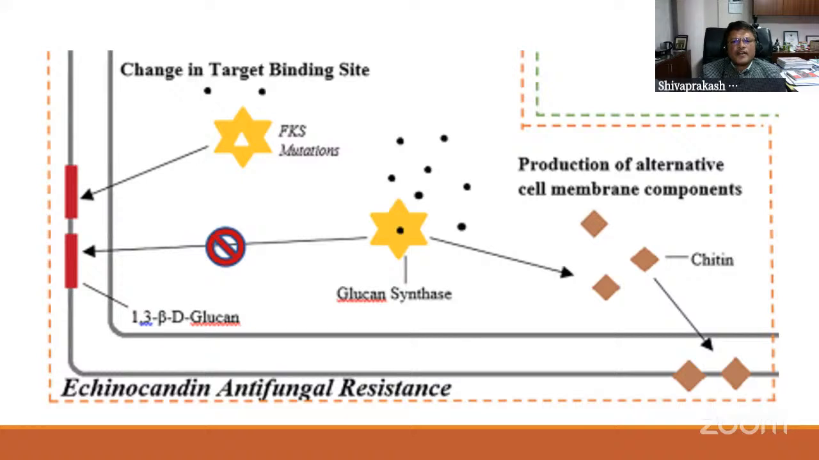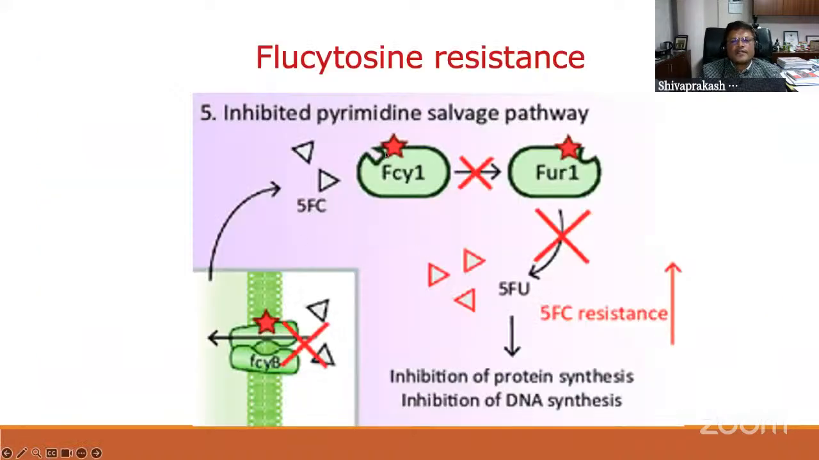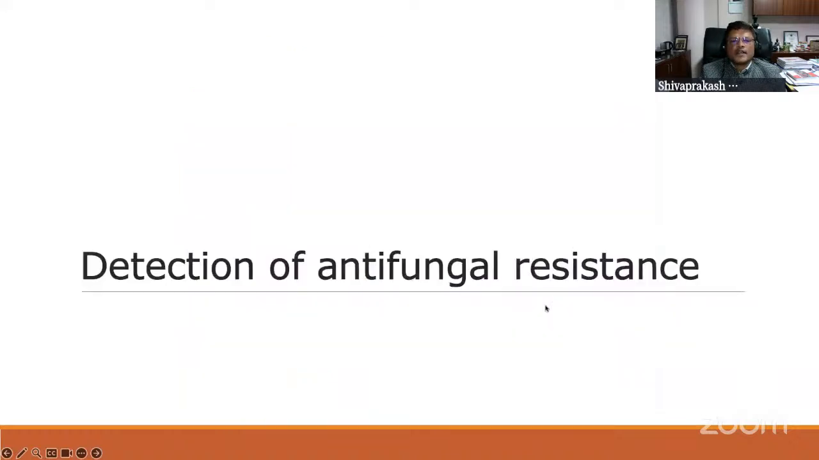Whereas in the case of 5FC, you can see either a mutation that will not allow the entrance of the drug, or a mutation where binding will be affected, or, as I said, 5FC should be converted to 5FU. If it is not converting to 5FU, the active form, then it will become resistant. So at all these different levels, 5FC resistance can be seen.